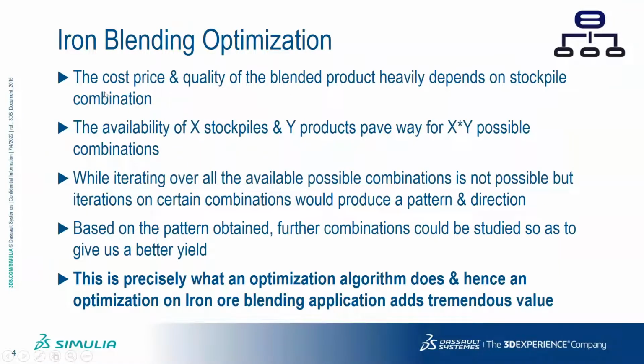So the cost price and quality of the blending product heavily depend on the stockpile combination. If we have X stockpiles and Y products, there are X times Y possible combinations. So different combinations are possible, and trying to do this manually may not be feasible.